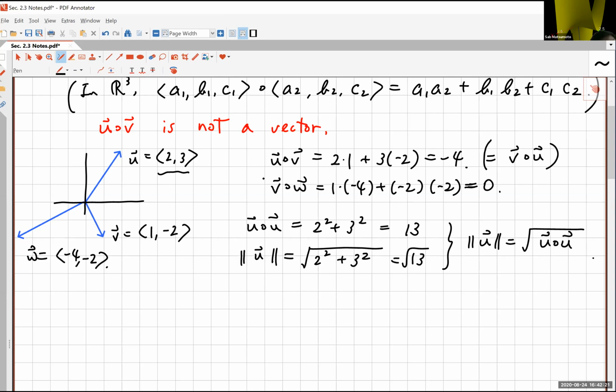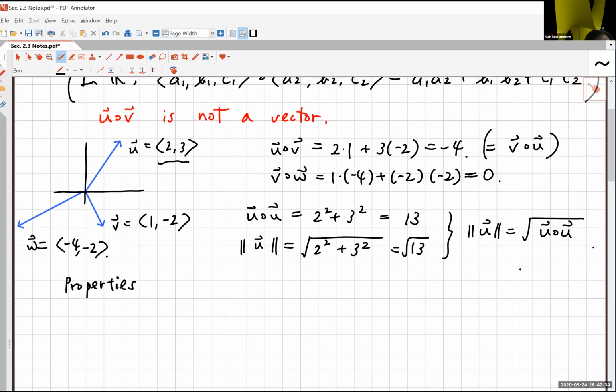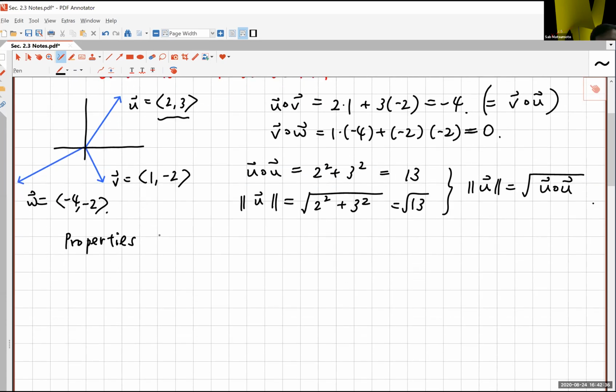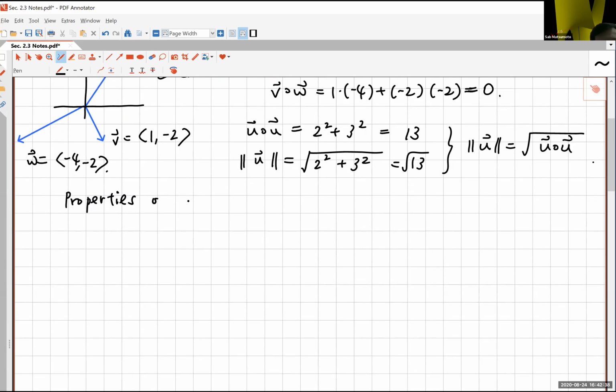All right, I'm going to go ahead and start writing some properties. Now, these properties are actually theorems that are easy to prove. I'm not going to prove these. Many times the proofs are pretty obvious for these. Properties of the dot product.